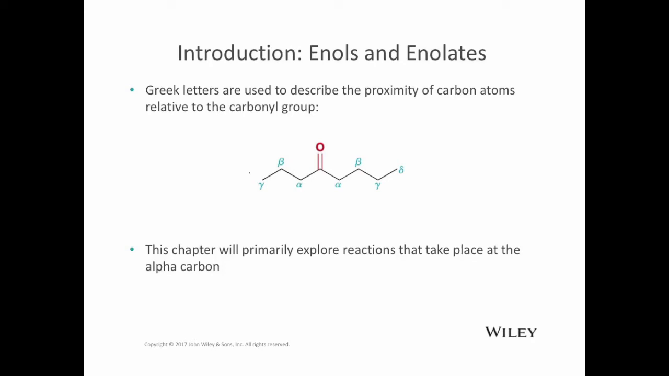Greek letters, alpha, beta, gamma, delta, are used to describe the proximity of carbon atoms relative to some specific group. In this chapter, we're going to look at carbon atoms relative to a carbonyl group. So here's our carbonyl, and one carbon over we call the alpha carbon. Two carbons over are the beta carbons, three carbons over are the gamma carbons, and four carbons over would be the delta carbon. And this chapter primarily explores reactions that involve the alpha carbon.